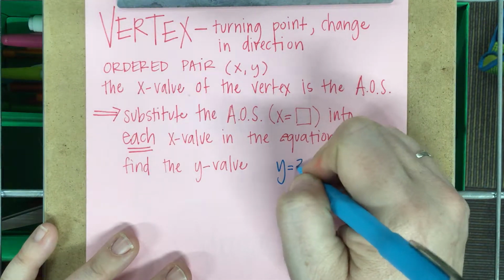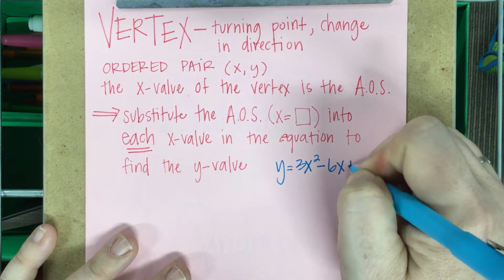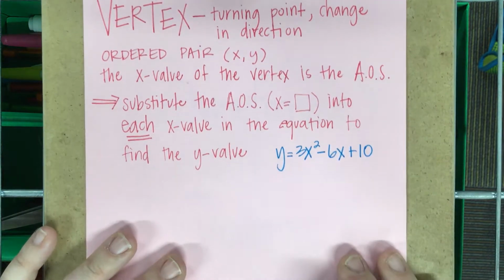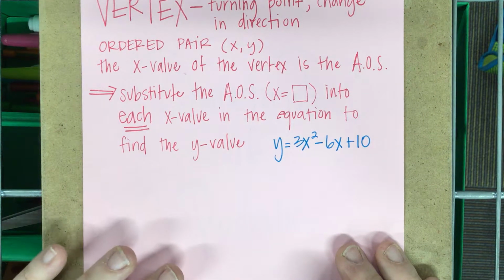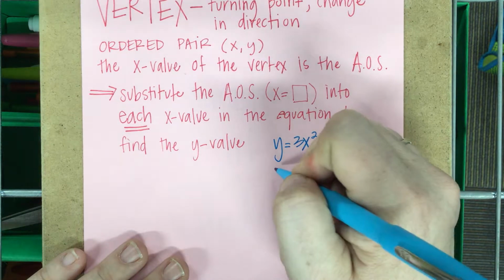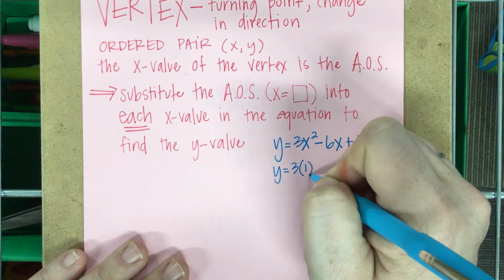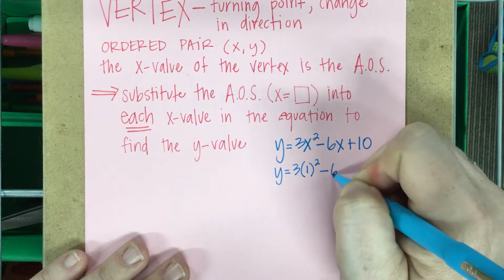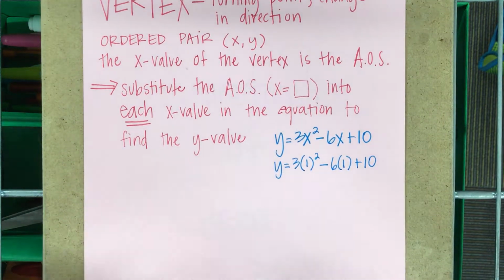We put it in standard form, didn't we? 3x squared minus 6x plus 10. Is that right? And my axis of symmetry was x equals 1. So I'm going to put y equals 3. And then for every x, I'm going to put 1, because that was my axis of symmetry.